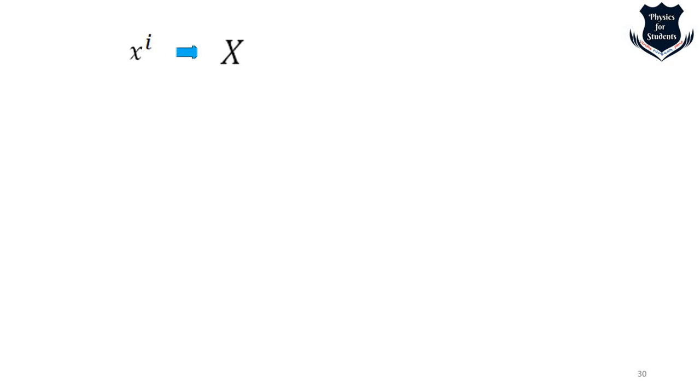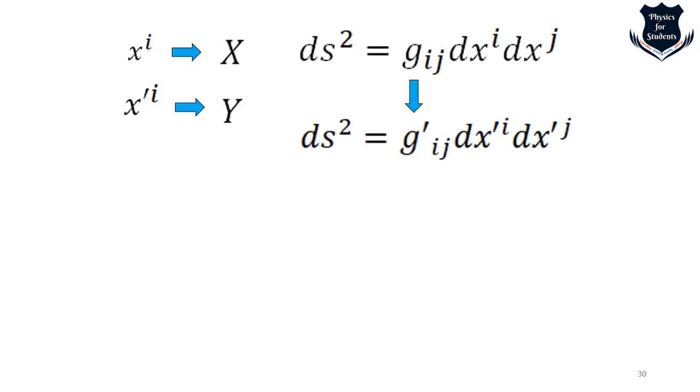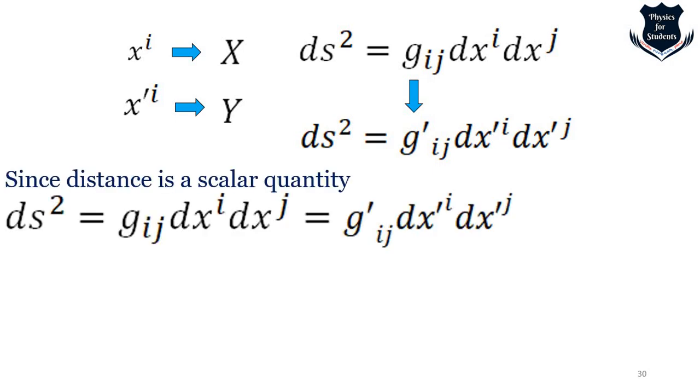In order to do that, first of all I will take it slow, step by step. This would be in the x coordinate system and x prime in the y coordinate system. Then the metric ds square, which is this original metric, is being transformed here. Obviously it is transformed in the separate part. Now you need to note that because distance is a scalar quantity, this would be equal to this.